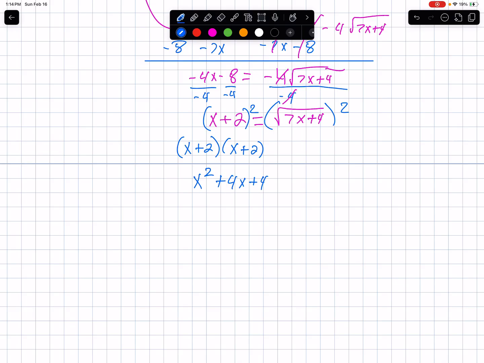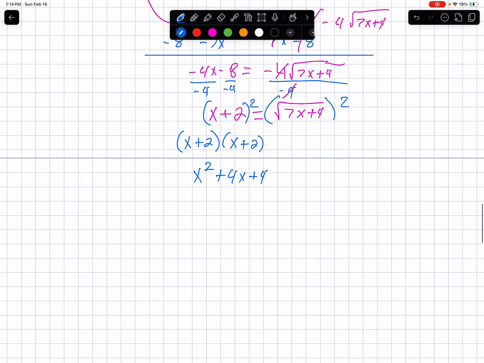Rapid FOIL method. Again, don't do that on the test, right? Show the box and you won't screw it up. But it's cool when you see that and you're like, oh, that's so much easier. Why wouldn't I always do that? Because your teachers haven't told you to do that. That's why you wouldn't always do that.